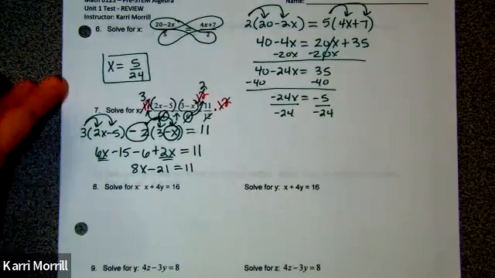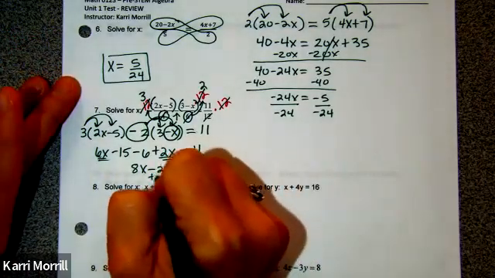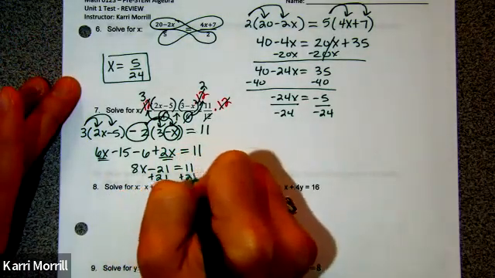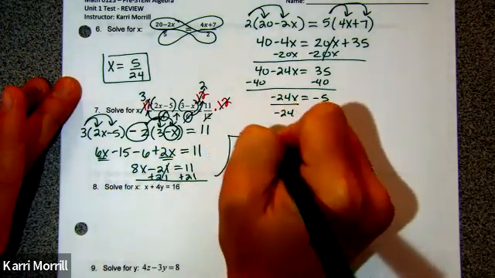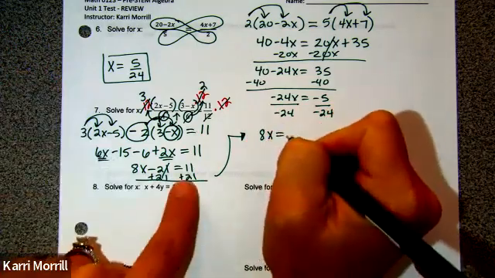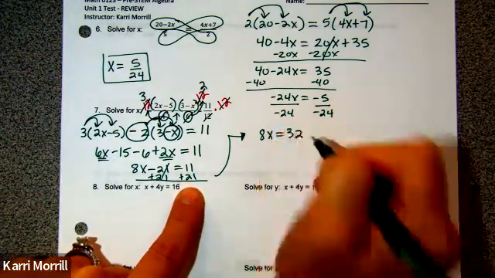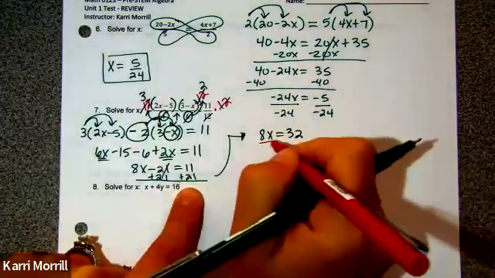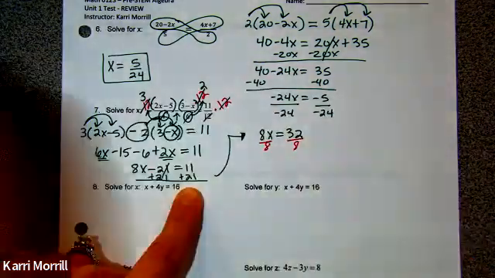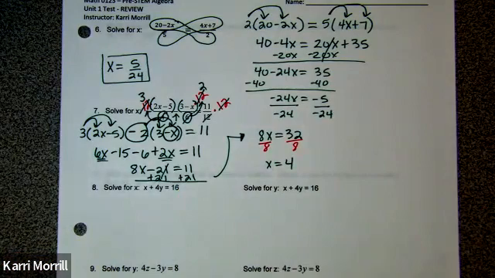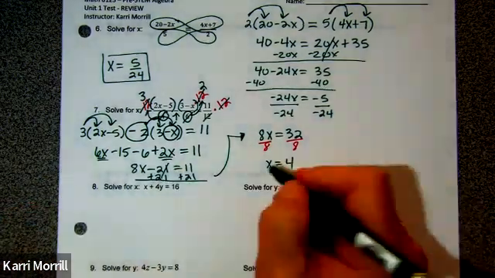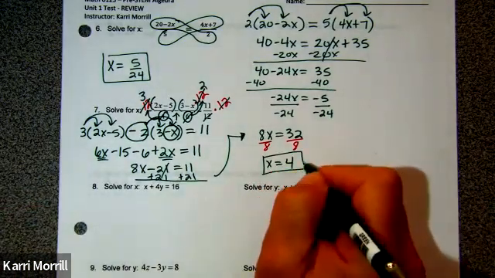What do I do next? Add 21. I have to come up over here. So I have 8x equals 11 and 21 is 32. My last step: x equals. For some people, if you had a 4, you were dividing by 4, so your answer is just a little off on that quiz.